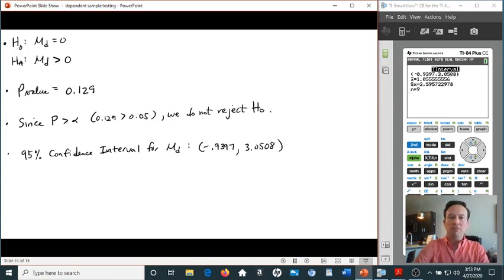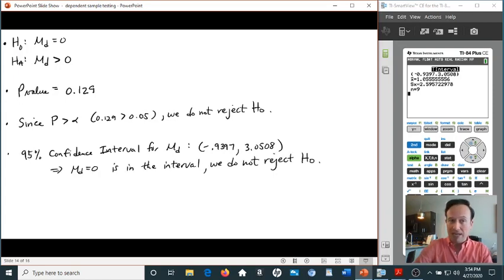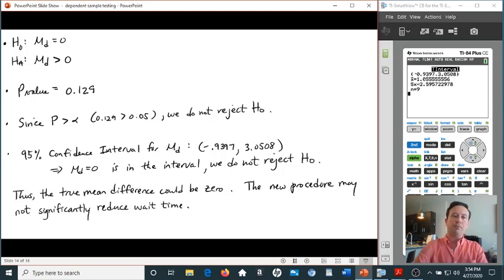And what do we notice here? That 0 is in the interval again. So since 0 is in there, we're not going to reject H0. And once again, we're in a sense supporting that the mean difference is 0, which means in plain terms that there is no difference between the x and the y values. Now, in the context of the problem, this roller coaster wait line, we would say that the new procedure may not significantly reduce the wait time because there's no difference in the before and afters. They're about the same.